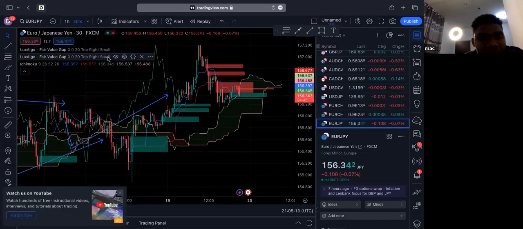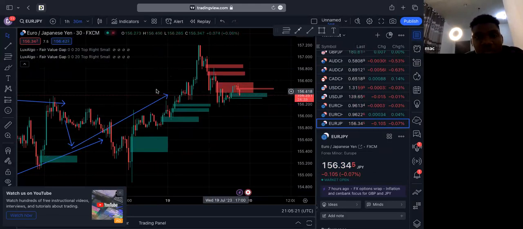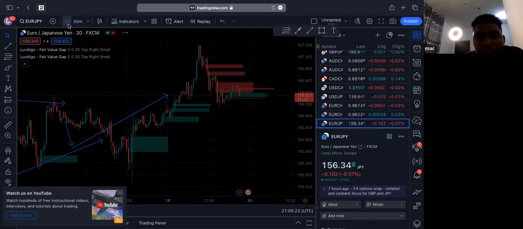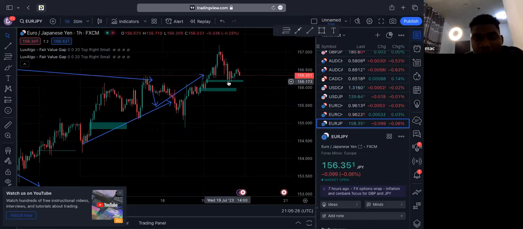First of all, let's remove cloud first. And let's see what this is saying on Euro-JPY on 1 hour time frame. There's the first candle. There's the second candle. There's the third candle. The space that exists between the both of them, fair value gap. A massive buy happened. Market then went up, came down, touched the gap.